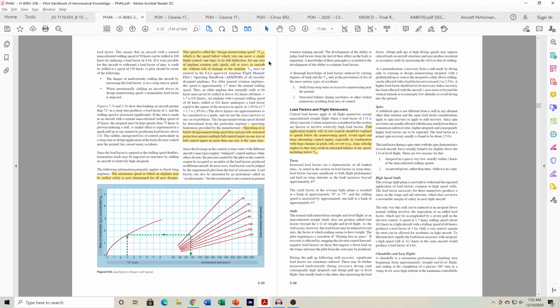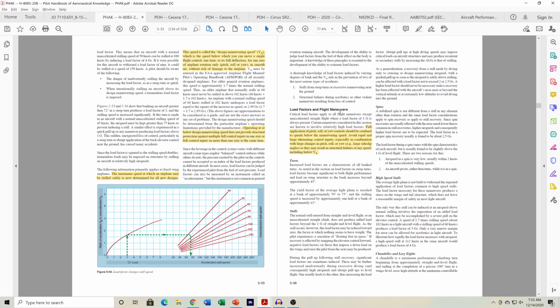But essentially, for all intents and purposes, VA is the speed that we typically think of in terms of pitch, not per se the other axes. And as long as you're below VA, you basically cannot break the airplane. You'll see an exception to that killed a number of people not too long ago. But anyway, operating at or below design maneuvering speed does not provide structural protection against multiple full control inputs in any one axis or full control inputs in more than one axis at the same time. So that's just expressing what I was talking about there a little bit differently.